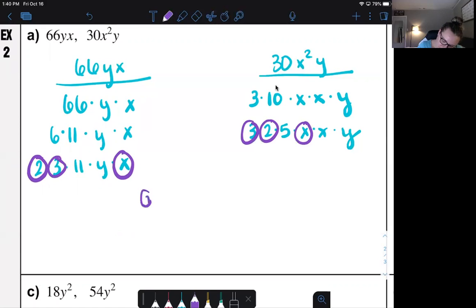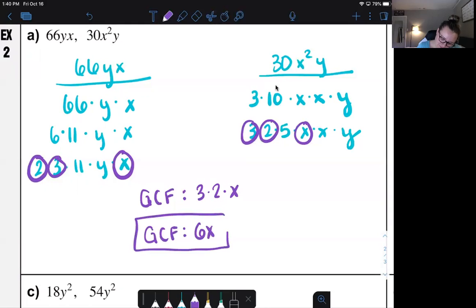So you're going to put GCF, colon, and then you're going to put 3 times 2 times x. So their GCF is 3 times 2 is 6, times x is 6x. So their GCF is 6x. And this is how I want you to write your final answer. I want you to say GCF, colon, and then 6x.